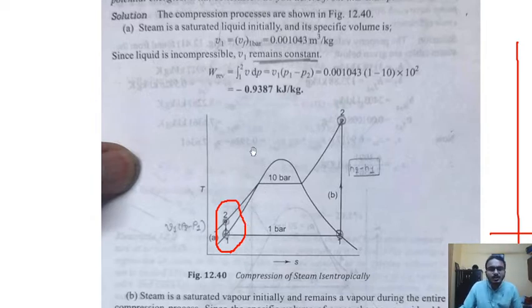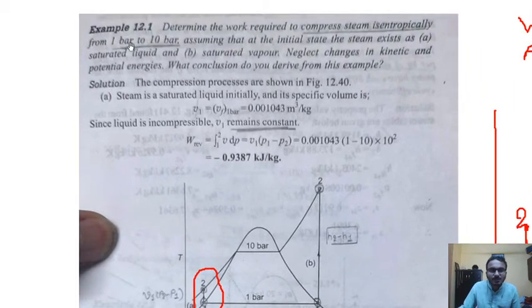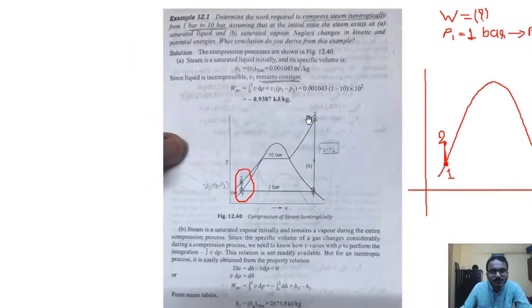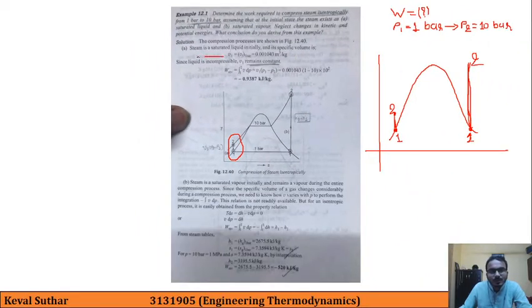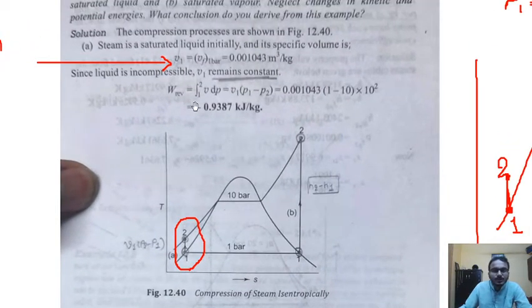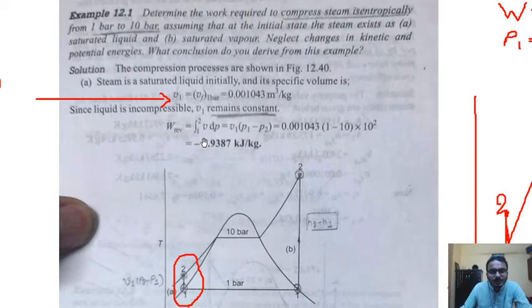Based on the pressure which is given to us, that is 1 bar, we can calculate the specific volume, which is Vf at 1 bar equal to 0.001043 meter cube per kg. Now you might be thinking that from where this value is taken. This value will be taken from steam table. You can obtain these values from steam table, and here W reversible is equal to integration V dP.